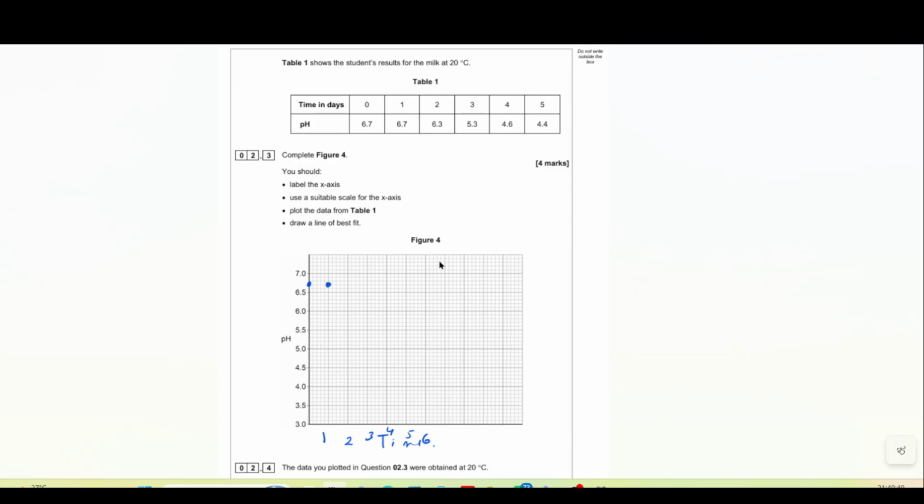There again. At 2, it's 6.3. So 1, 2. Yeah, so right there. At 3, it's 5.3. So right there. At 4, it's 4.6. Yeah, we're just about 4.5. And at 5, it's 4.4. We're just there.